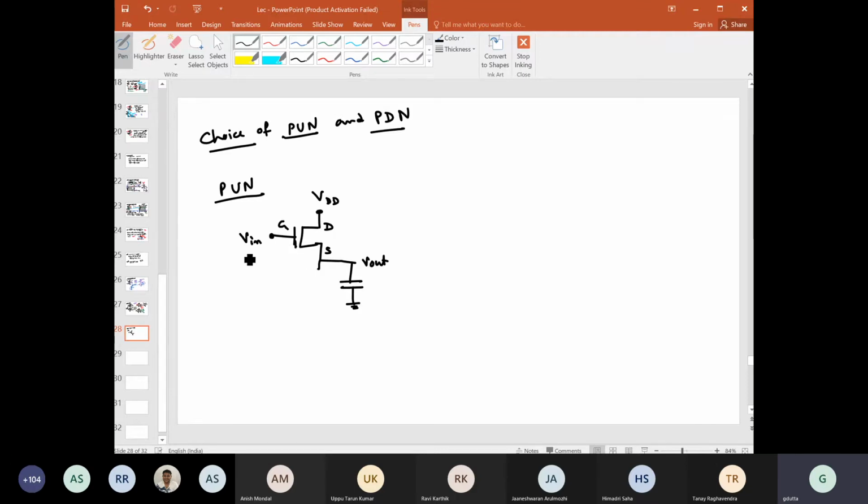So how to make this transistor on? When this V input is equal to maximum, logic 1, we are considering VDD. So when V input is equal to VDD, what do we expect?